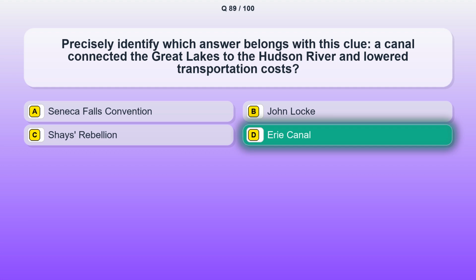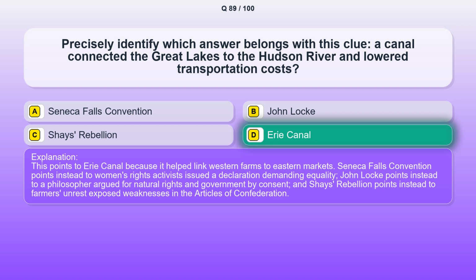The correct answer is option D, Erie Canal. This points to Erie Canal because it helped link Western farms to Eastern markets. Seneca Falls Convention points instead to women's rights activists issued a declaration demanding equality. John Locke points instead to a philosopher argued for natural rights and government by consent. And Shays Rebellion points instead to farmers' unrest exposed weaknesses in the Articles of Confederation.